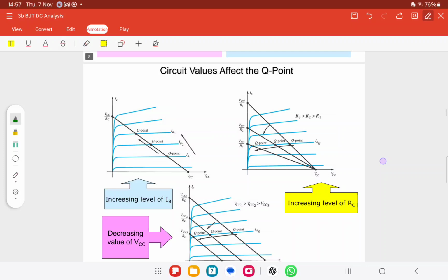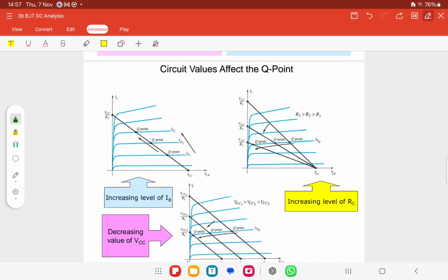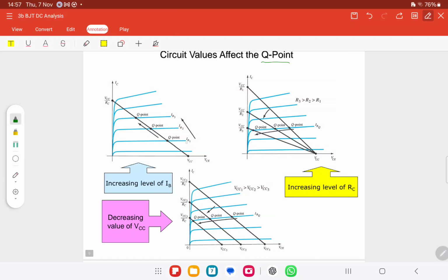Okay. So, ini adalah effect on the Q point. Kalau kita nak, bukan nak kacau lah. Kita nak vary on the Q point. Kita nak buat macam mana? First, kita tukar value of the IB. Sebab value IB will determine kat mana the Q point kan? IB rendah, Q point dia bawah. Kalau nak makin tinggi, increase the value of IB.